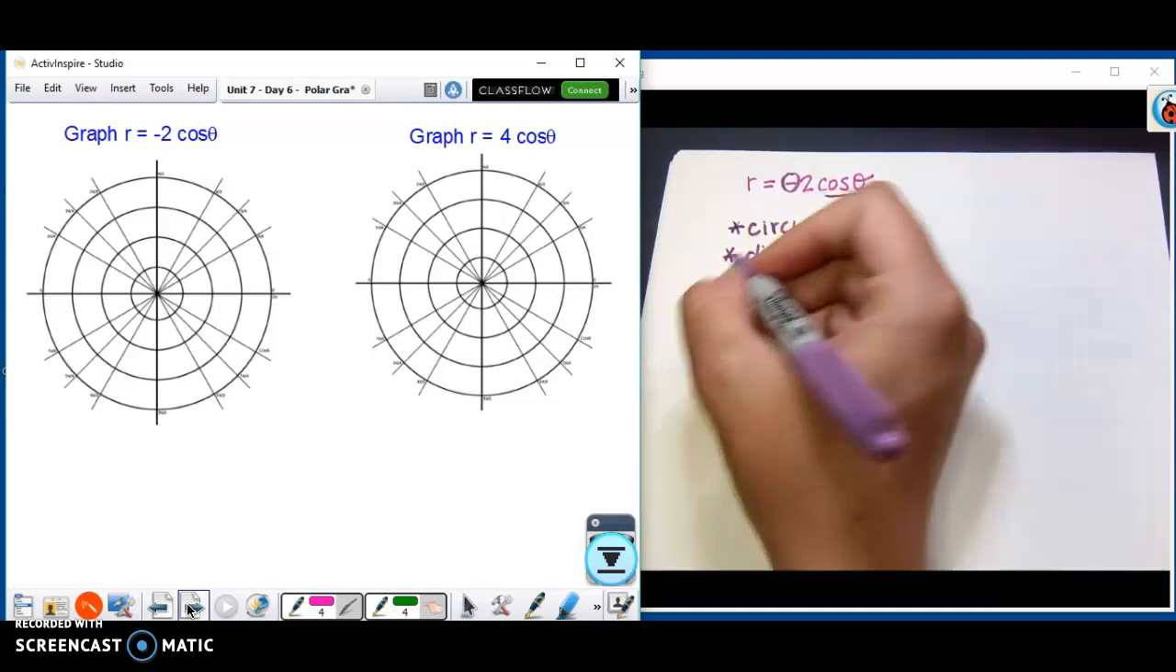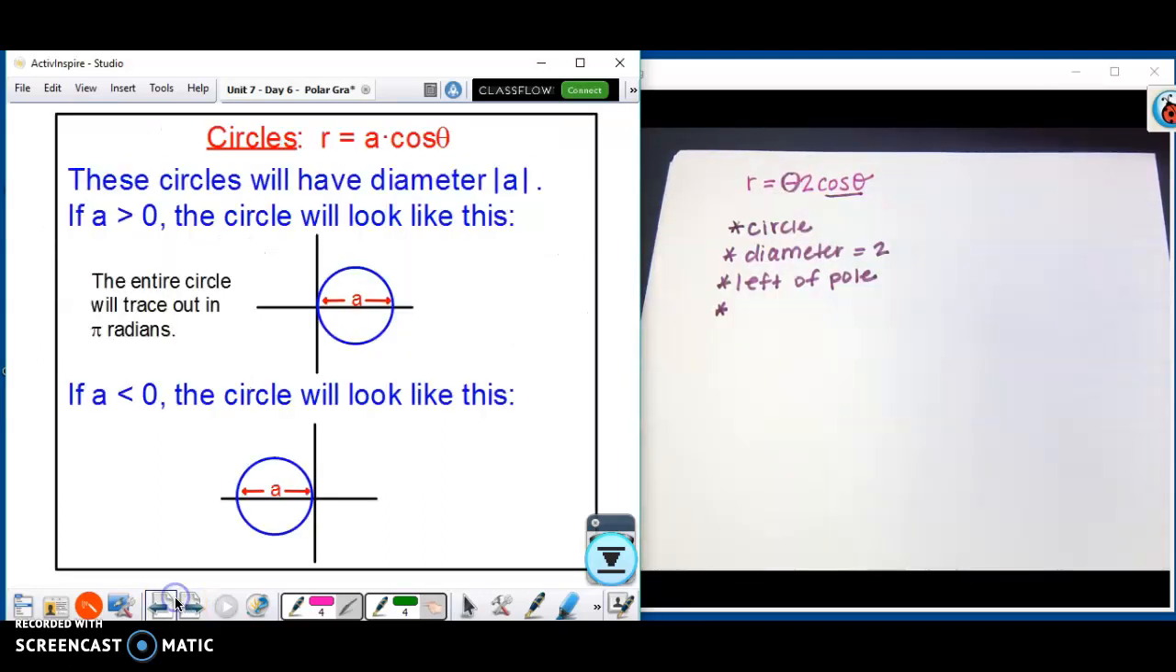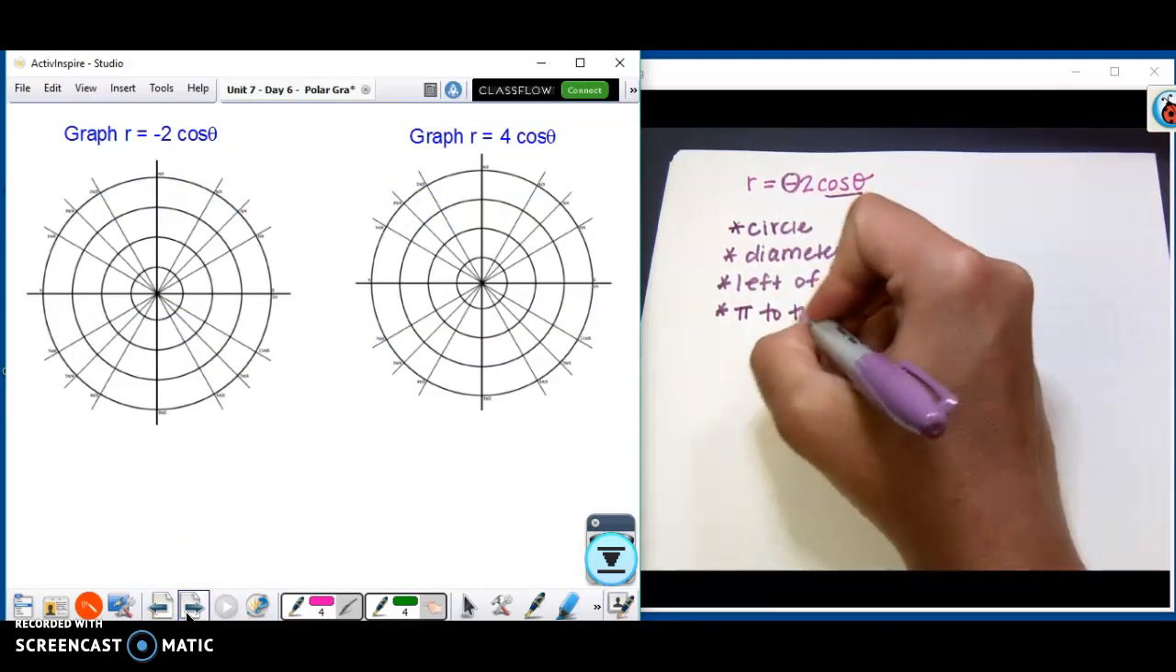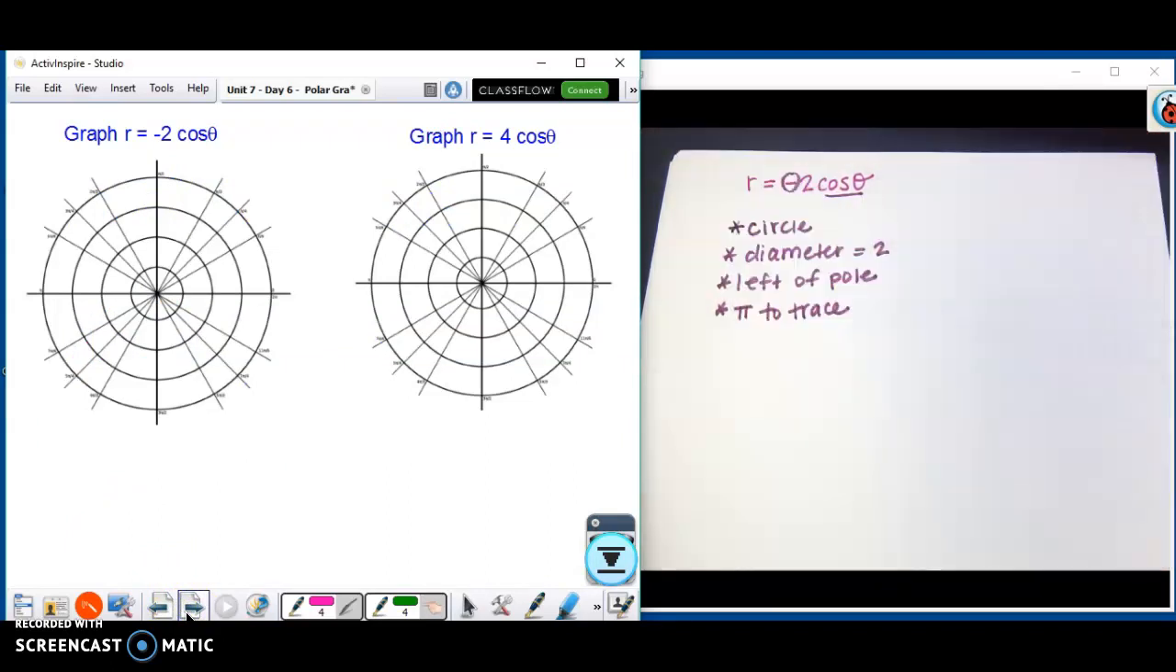And then, if you look at our last graphs, and I forgot to mention this, they only take up half a unit circle. They don't go in these other two quadrants. So it only takes pi radians to trace these types of circles. So just pi to trace instead of 2 pi. Okay? So let me try to draw this.